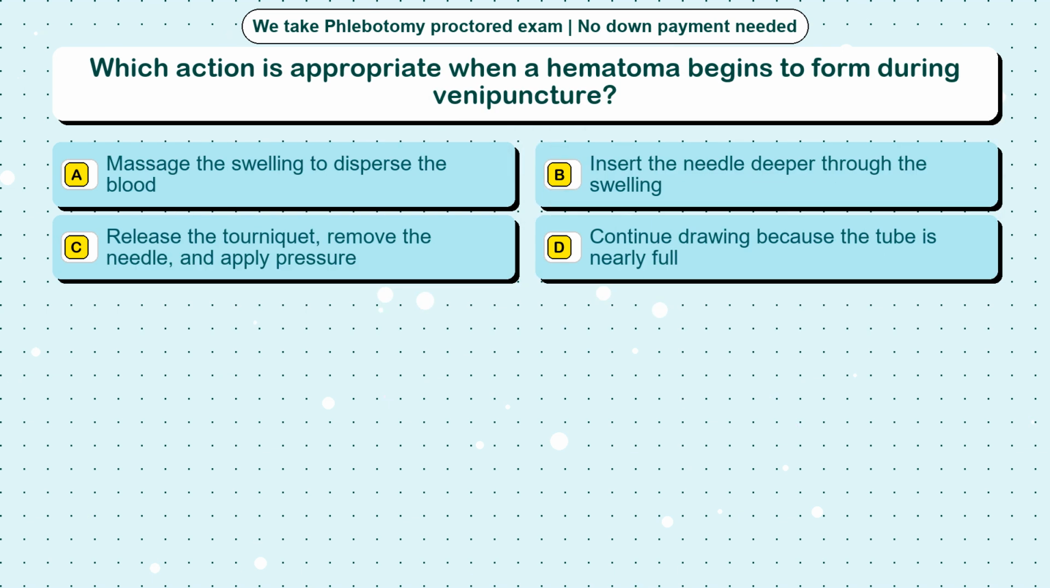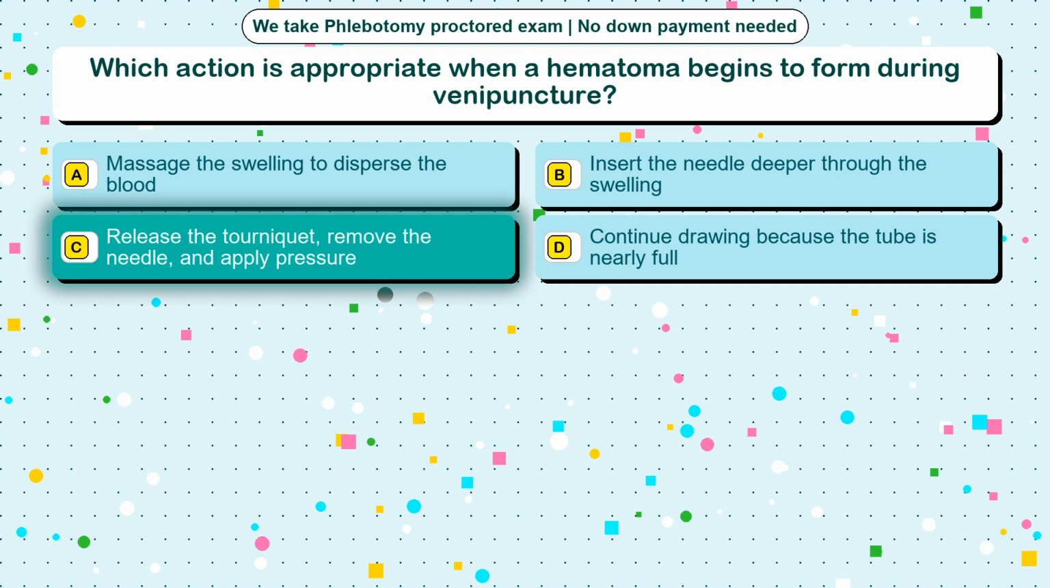Question 94. Which action is appropriate when a hematoma begins to form during venipuncture? Option A. Massage the swelling to disperse the blood. Option B. Insert the needle deeper through the swelling. Option C. Release the tourniquet, remove the needle, and apply pressure. Option D. Continue drawing because the tube is nearly full.